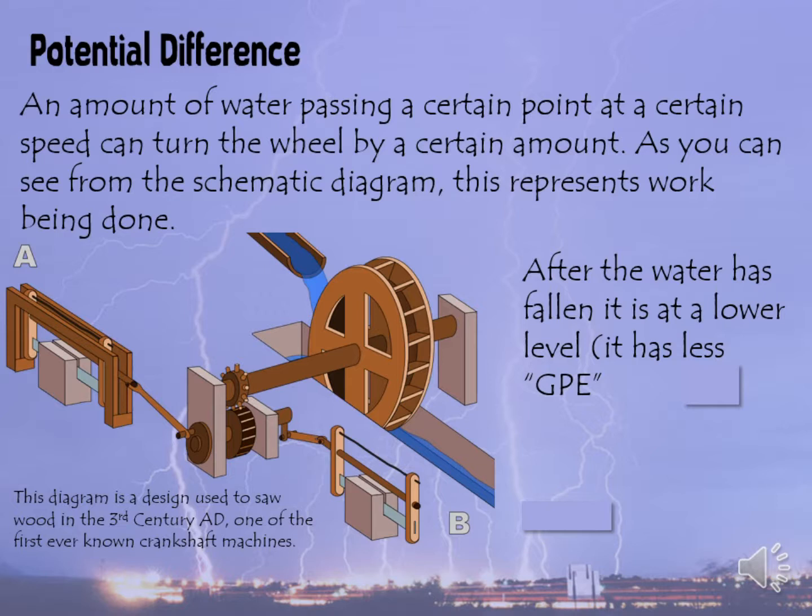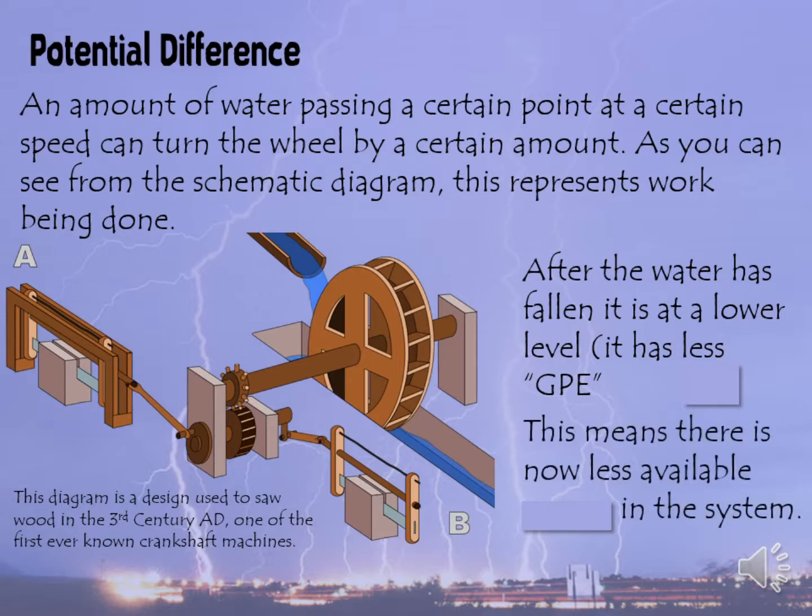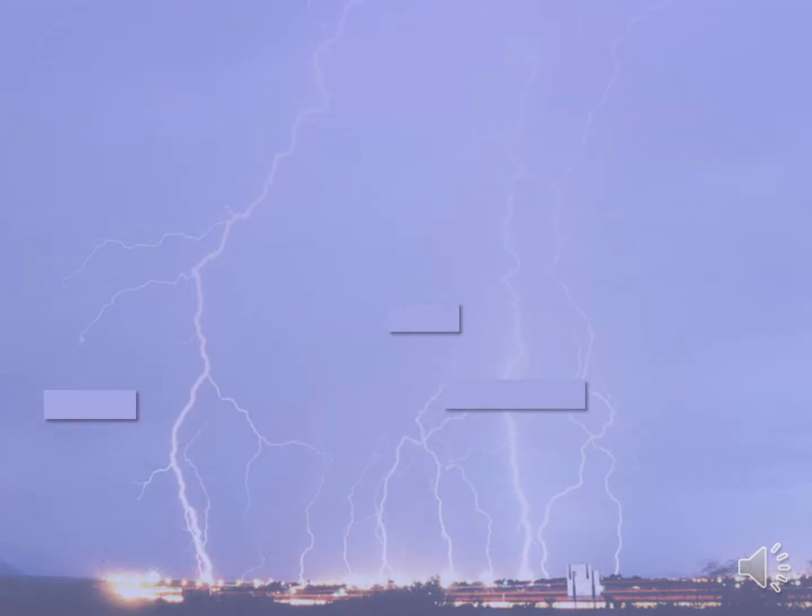After the water has fallen, it has less gravitational potential energy, and this means that there is less energy available in the system. The same thing can be found in an electrical circuit. After you have used some energy in a component like a light bulb, there is less potential left in the circuit after that point. And it's interesting to note the diagram here is actually a diagram of a real Roman age sawmill that existed as one of the first real complex machines that humanity was able to build.